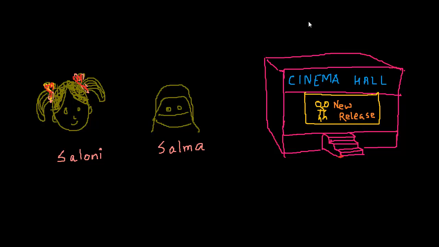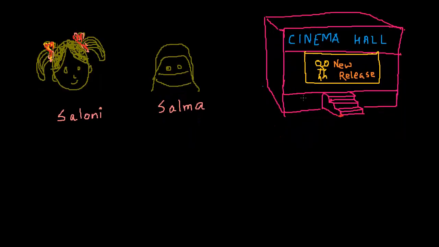Here we have two pretty ladies. One is Salma, who's wearing a veil over her mouth, and another is Saloni, who's wearing two nice hair clips on her head. Both of them want to see a new release movie in the cinema hall. Let's say first day, first show. Now Salma has 200 rupees in her hands, and Saloni has 2000 rupees as her pocket money.